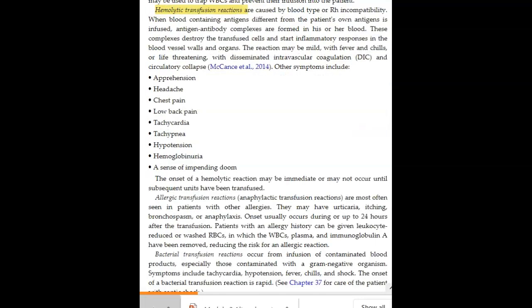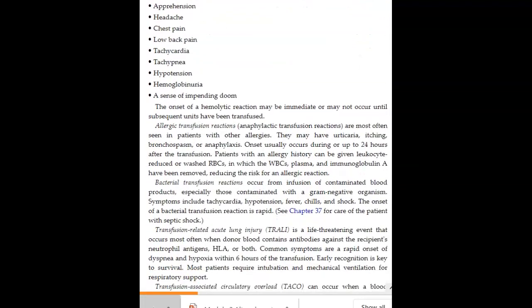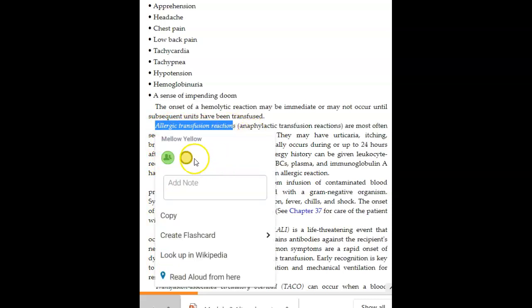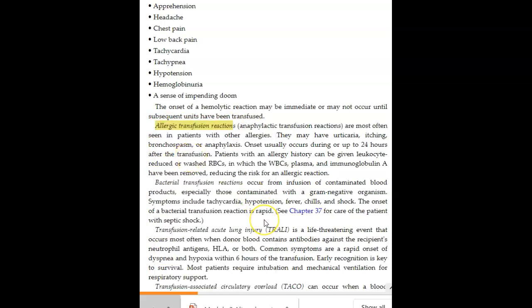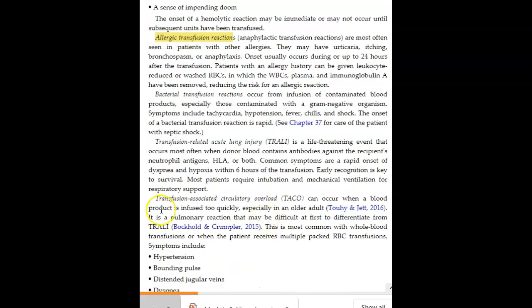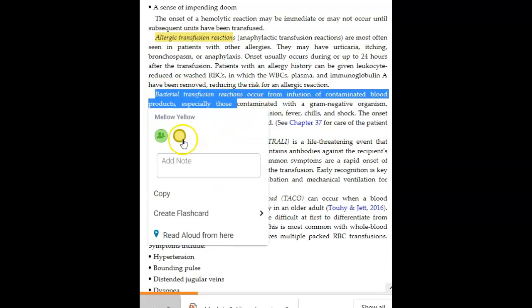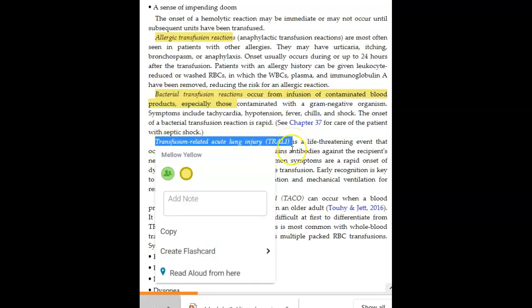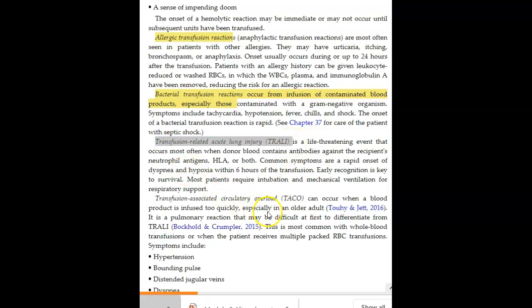Here are more transfusion reactions. I know I had to do the teaching with this in the hospital: allergic transfusion reaction. Definitely know that. We also had to learn and teach the staff about bacterial transfusion reactions, which is important. And then also TRALI and TACO. These are very important that we should know. Nurses didn't know about these, and it's right here in our med-surg book about TRALI and TACO.